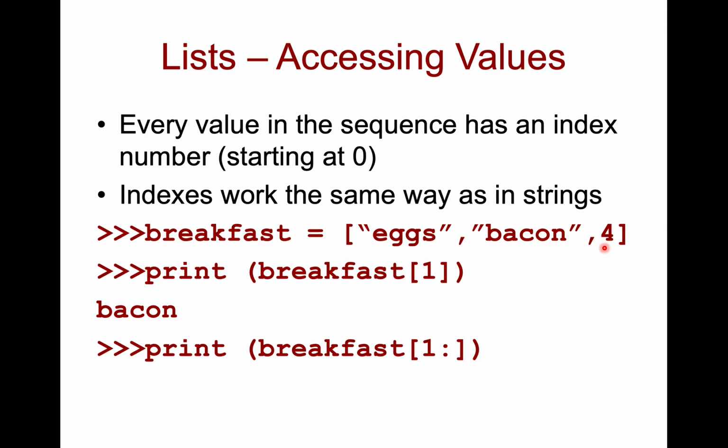Print breakfast at 1 colon, that means print everything from position 1 to the end, would give us bacon and 4.